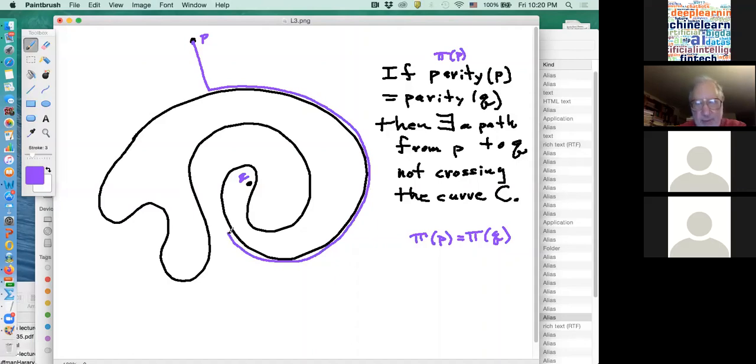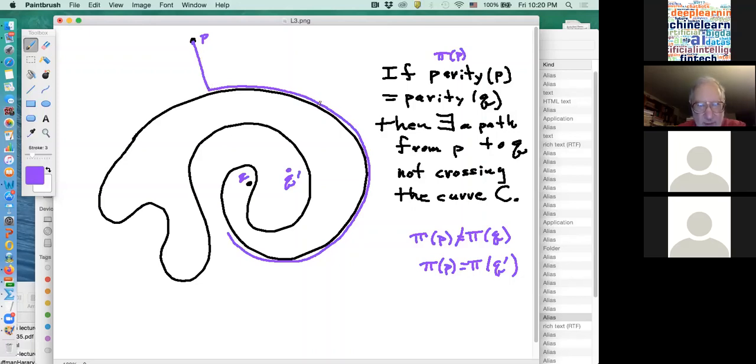Of course, I made a mistake, didn't I? Because I said the parity of P is equal to the parity of Q, but here the parity of P is not equal to the parity of Q. But let's take another point, Q prime. And the parity of P is equal to the parity of Q prime. I miscounted when I looked at it, right? Q prime over here has parity 2, even parity coming from outside in, and this has parity 2. So I do this. I do what I said.